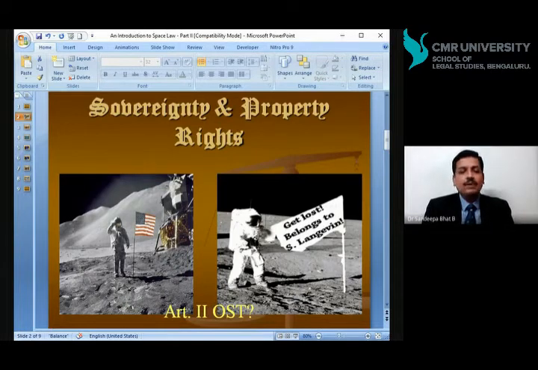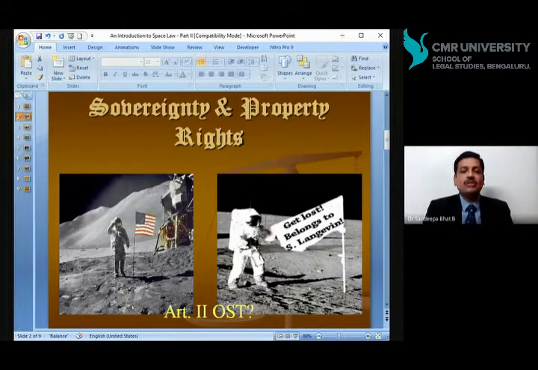There are other people like Gregory Nimitz, who has claimed the property right over an asteroid. Subsequently, we have a person by name Sylvia Langevin, who has claimed the property rights over different celestial bodies and even moved to the Superior Court of Quebec for recognition of his rights over the celestial bodies, and so on and so forth.